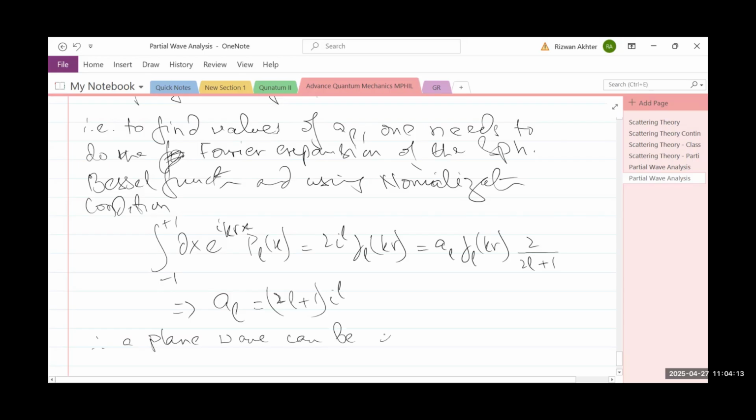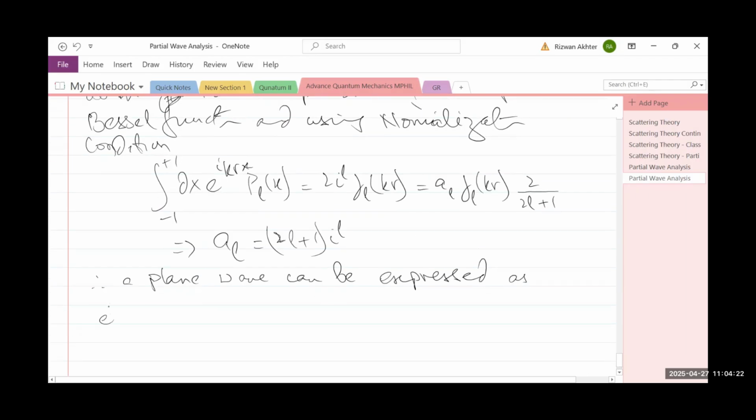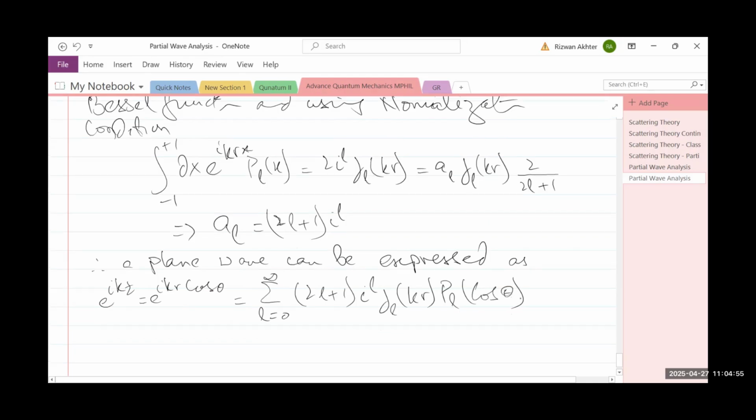can then be expressed as, substituting all these things, e to the power iota kz, which was equal to e to the power iota kr cos theta, and this is equal to the summation over L going from 0 to infinity of 2L plus 1 components, i to the power L, j_L of kr, the spherical Bessel function, and P_L of cos theta from the Legendre polynomial. Okay, so this was a plane wave.